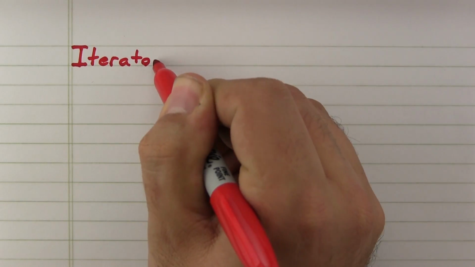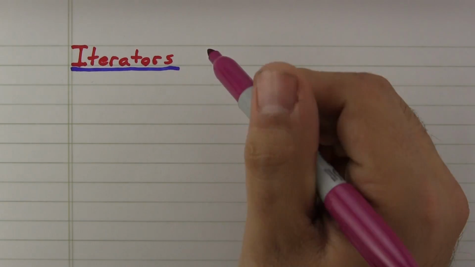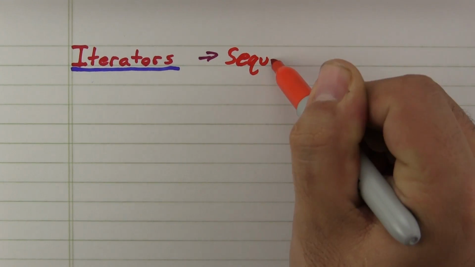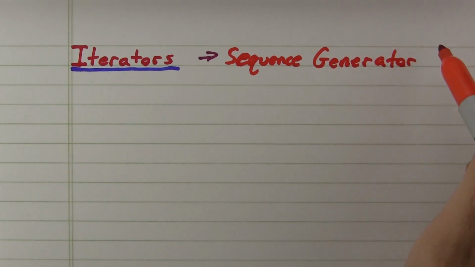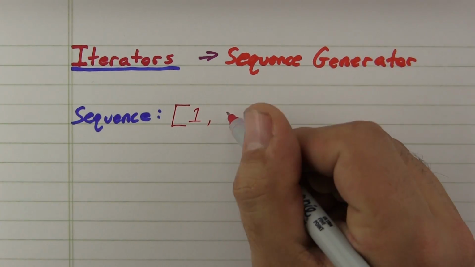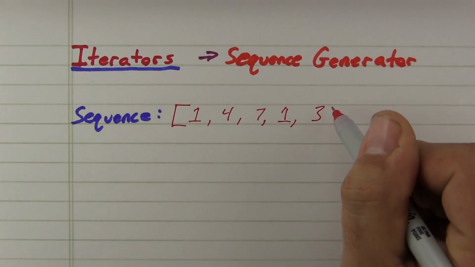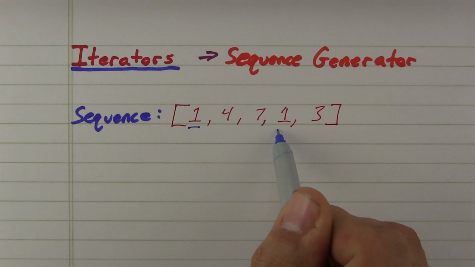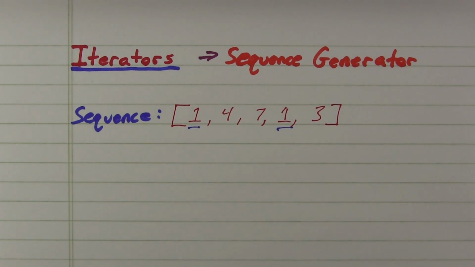In general, an iterator is nothing more than a sequence generator. But what is a sequence? At its most basic level, a sequence is an ordered list of values. Values can be repeated in the list multiple times, and their order does not need to be sorted.